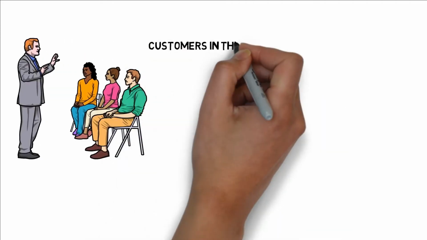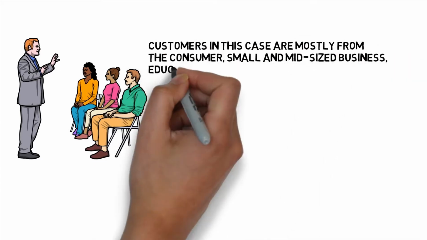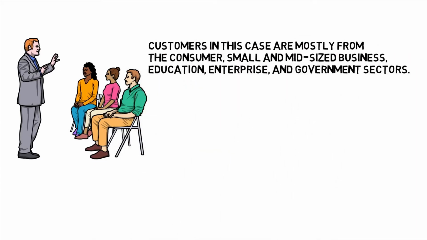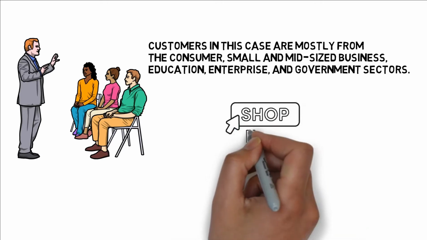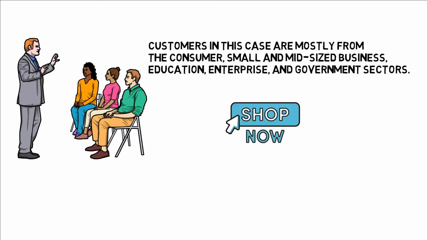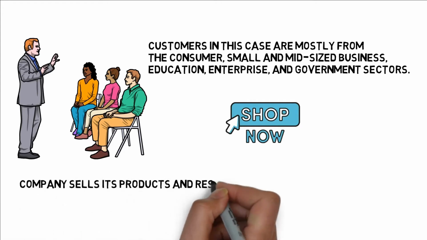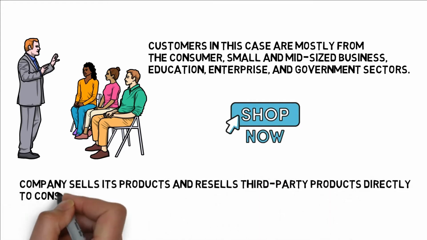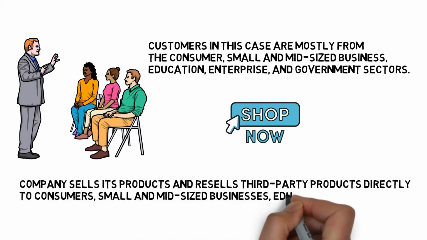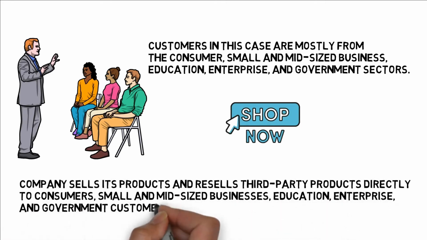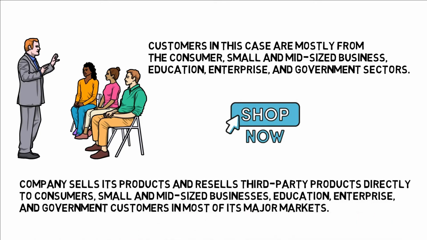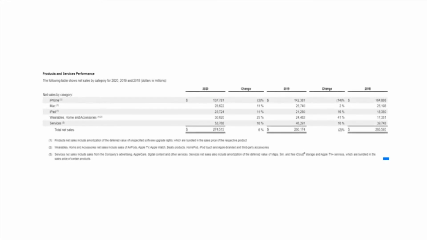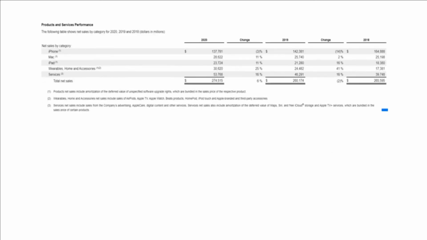Customers in this case are mostly from the consumer, small and mid-sized business, education, enterprise, and government sectors. Through its retail and online stores, as well as its direct sales force, the company sells its products and resells third-party products directly to consumers, small and mid-sized businesses, education, enterprise, and government customers in most of its major markets. Management also breaks down revenue by category for the previous 3 years, giving us a clear picture of how important pressure sensors are to these segments' operations.